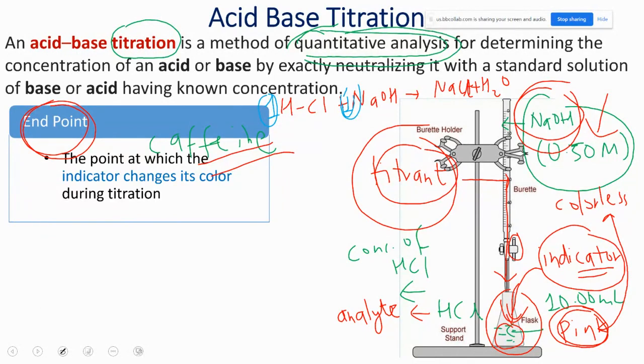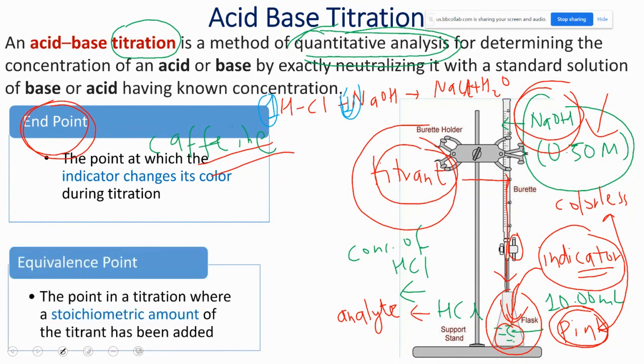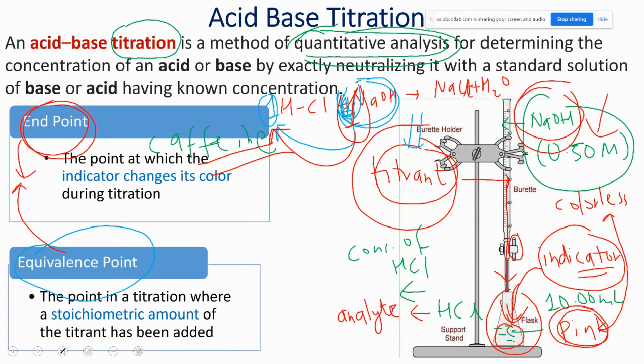Now, whenever I start dropping the NaOH, there's going to be a point where one mole of NaOH will have reacted with this one mole of HCl. That point we define as the equivalence point: the point of titration where the stoichiometric amount of the titrant has been added. That means you added one equivalent of NaOH to one equivalent of HCl. In theory, what we want is for the equivalence point to be very, very close to the end point. Otherwise, you'll have added more NaOH or less NaOH, and you miss the whole point of acid-base titration.